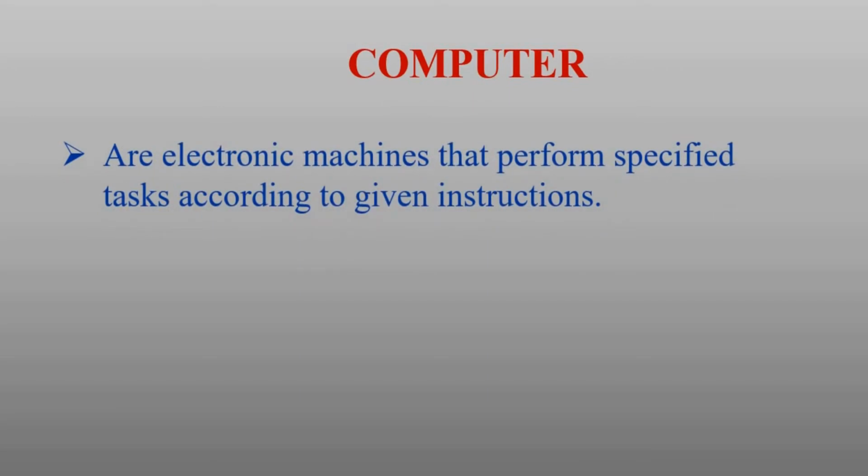So what is a computer, right? A computer is literally a machine that works depending on its instructions, right? So a computer will perform a specified task according to the given instructions. This is called a computer, right? So we can provide some instruction to a computer to perform a specified task, right?